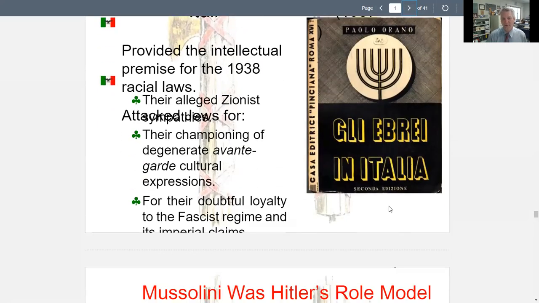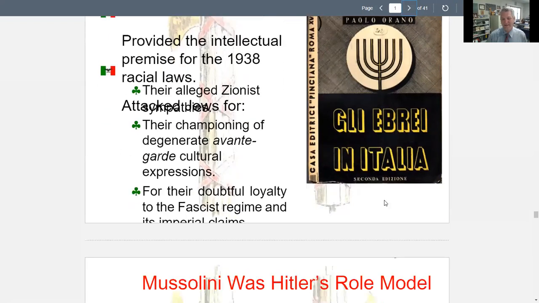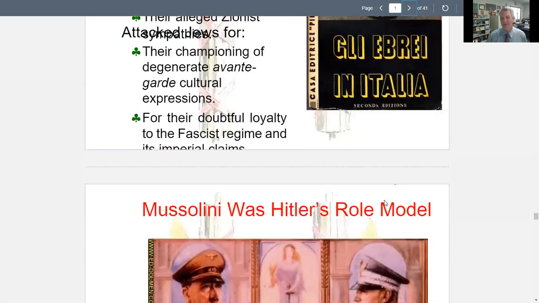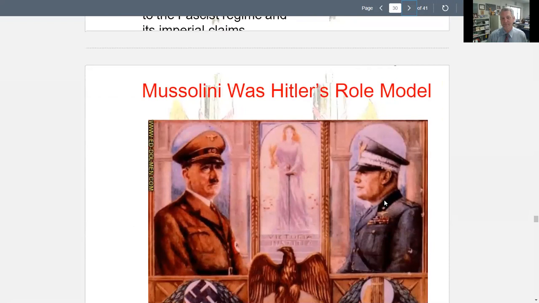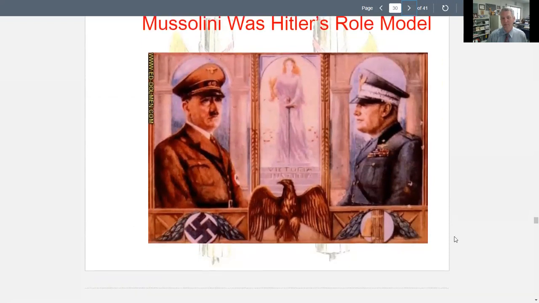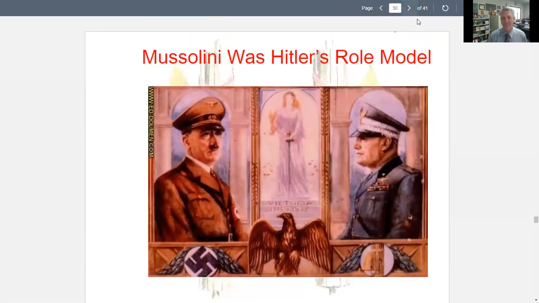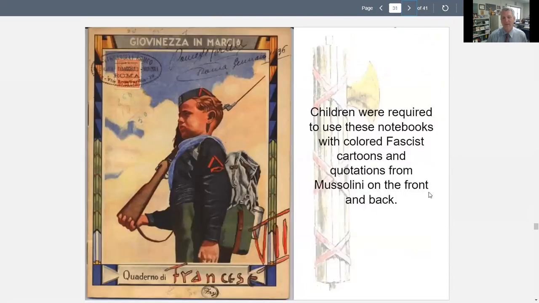This here is a book detailing those situations. Mussolini, right, gets his start before Hitler. And so he's somewhat of a role model to Hitler in terms of how to rise to power and how to take care of that.